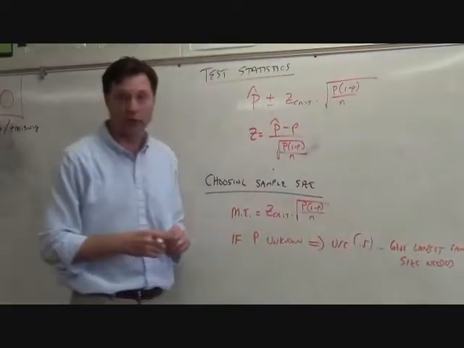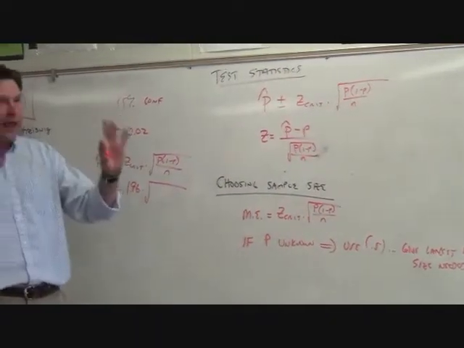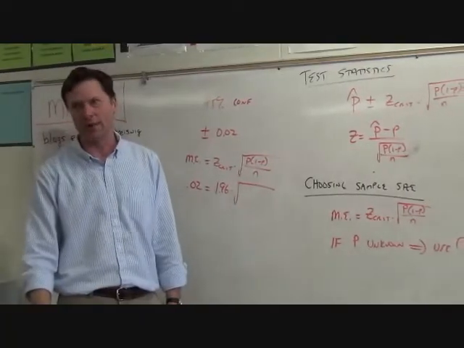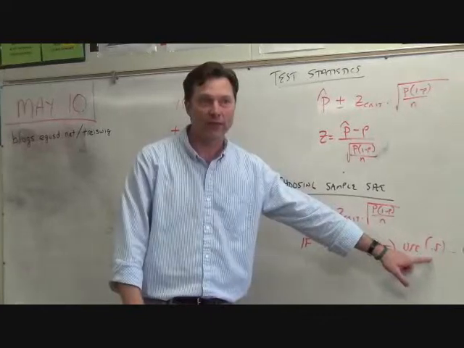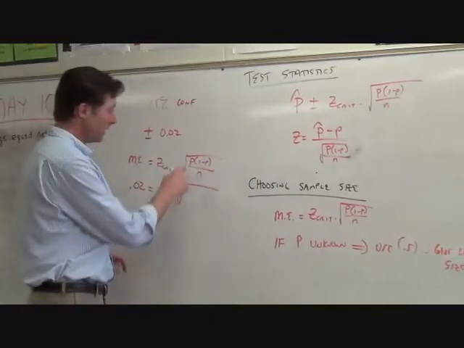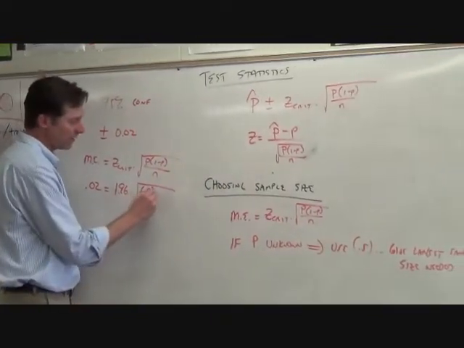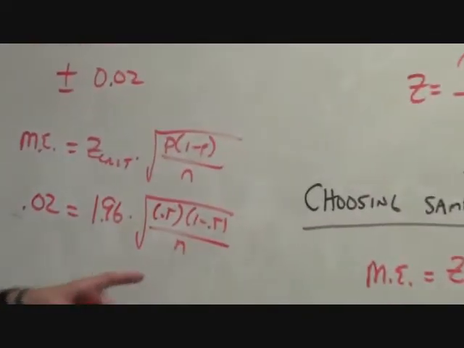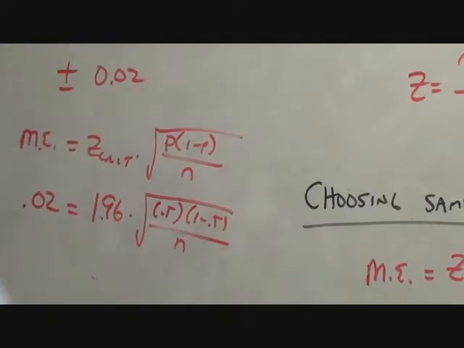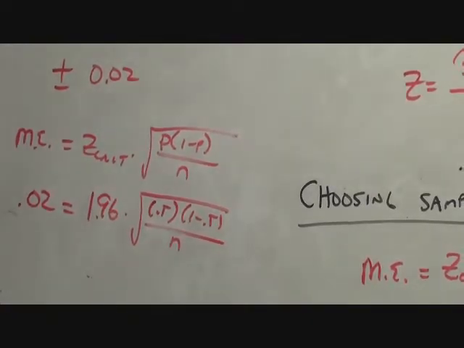So here's the rule on this. If you have no idea what the population proportion is going to come out to be, use 0.5 for that value. If we use 0.5 here, and then 1 minus 0.5 over n, it will make sure that n is as big as it needs to be. It's kind of like the worst case scenario.